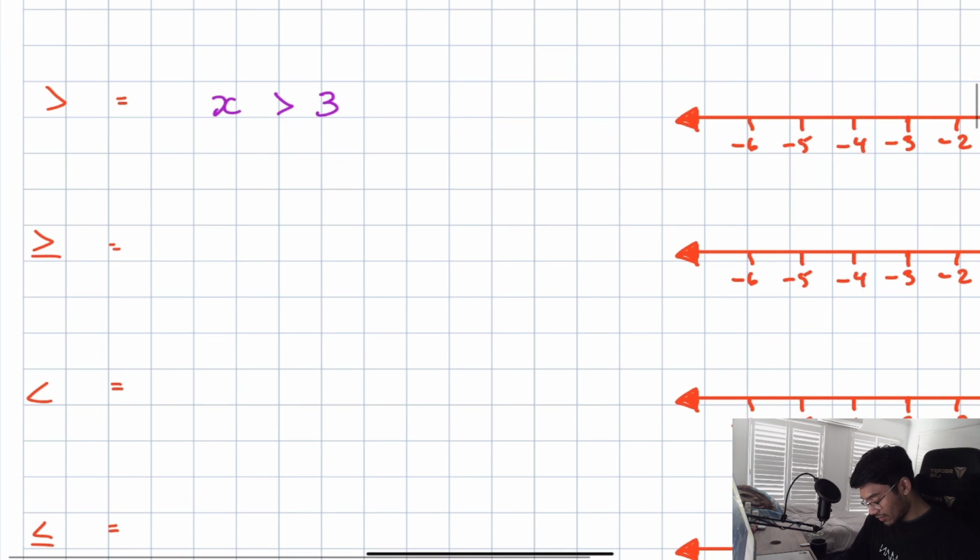Right, now, if I do my greater than or equal to, if I do x is greater than or equal to, I'll say -2.